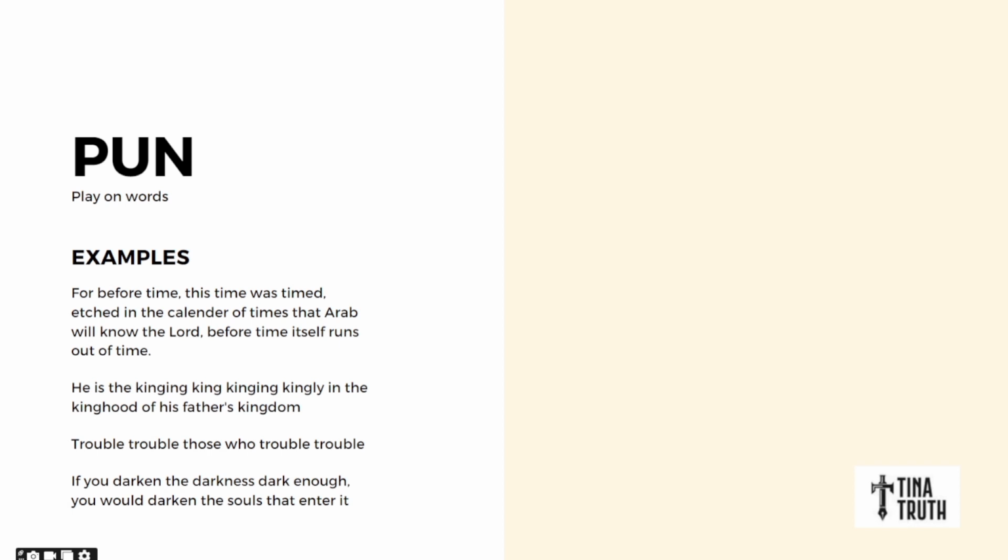Then the second one is, oh my God, I love this line: "He is the king in king, kingly in the kinghood of his father's kingdom." This is pun. I put this other pun here for you to know that sometimes there could be little alterations in your pun, but it is pun. Here, unlike the first one where we repeated time, now we have kinging, then there's king, kingly, in the kinghood of his father's kingdom. But there's king appearing in all of this, and it is pun.